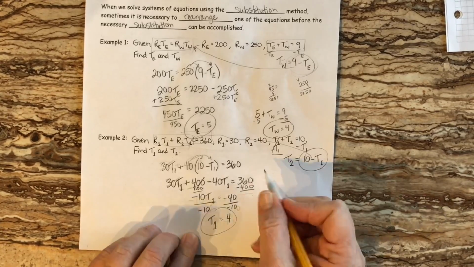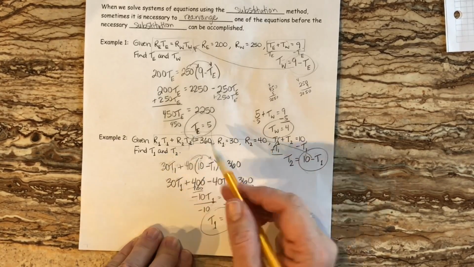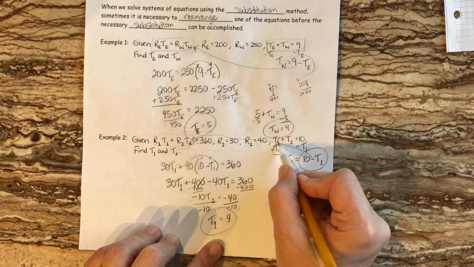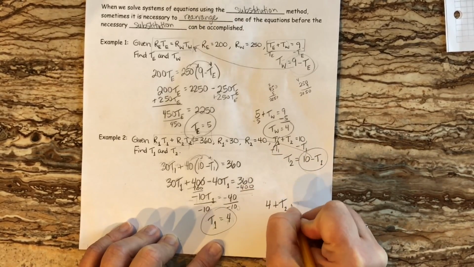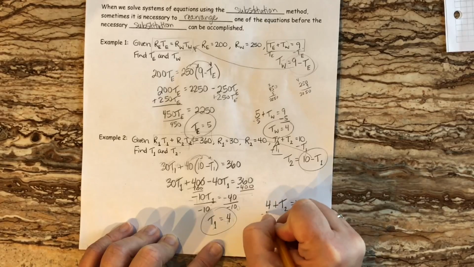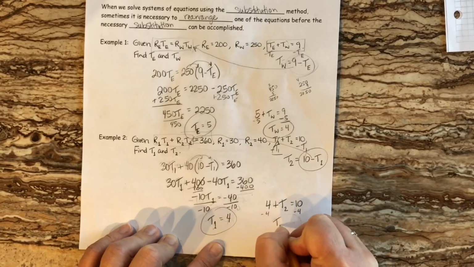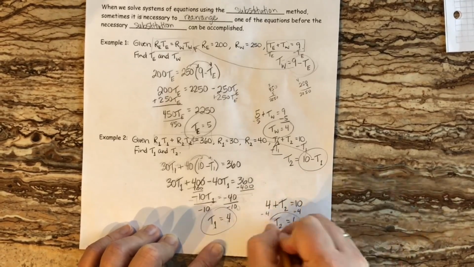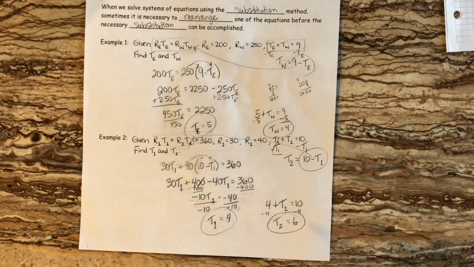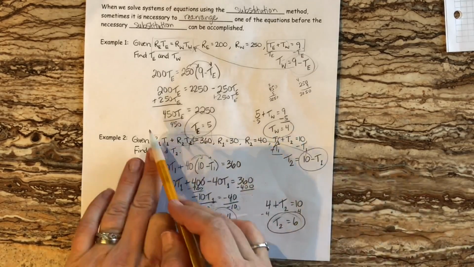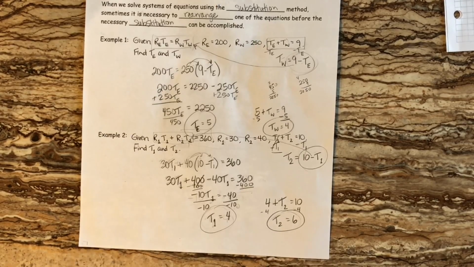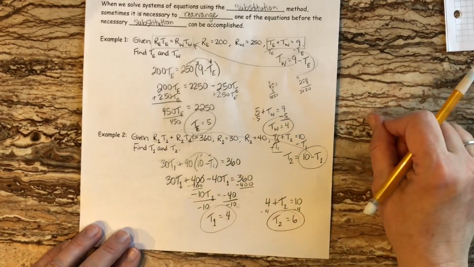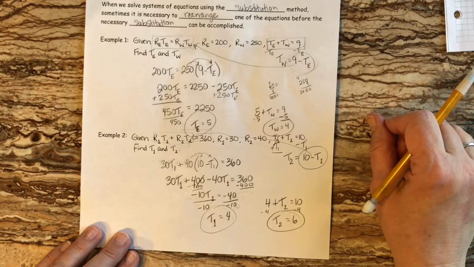I'm not done because it asks for both T1 and T2. So I'm going to plug in T sub 1 over here, and I'm going to get 4 plus T sub 2 equals 10. Subtract 4 from both sides, and T sub 2 equals 6. Those are my answers. I can always check that. I can put them back into any of these, and they should come out to be a true statement. So make sure that you know that. You can always check your answers that way when you have equations.